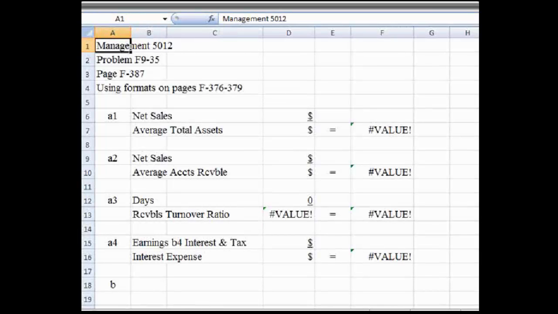Problem 9-35 again builds on problem 9-34. We're still on page F387 and we're going to do some more financial ratios. Once again, these ratios should be compared to industry averages for them to really make good sense. On your screen, you'll see the formats already in place to do these analyses.